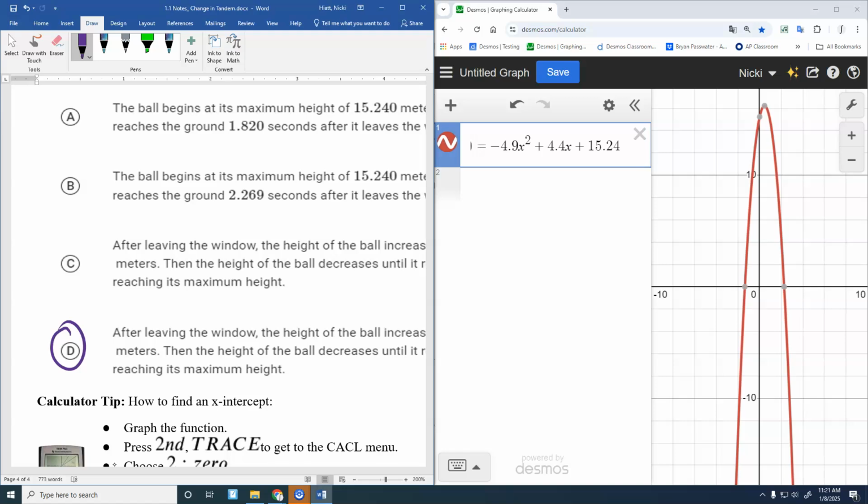So let me just draw it in so you can tell. There. This part right here will be like this because it should be concave down, and then it'll switch to like that. Does that make sense? Okay.